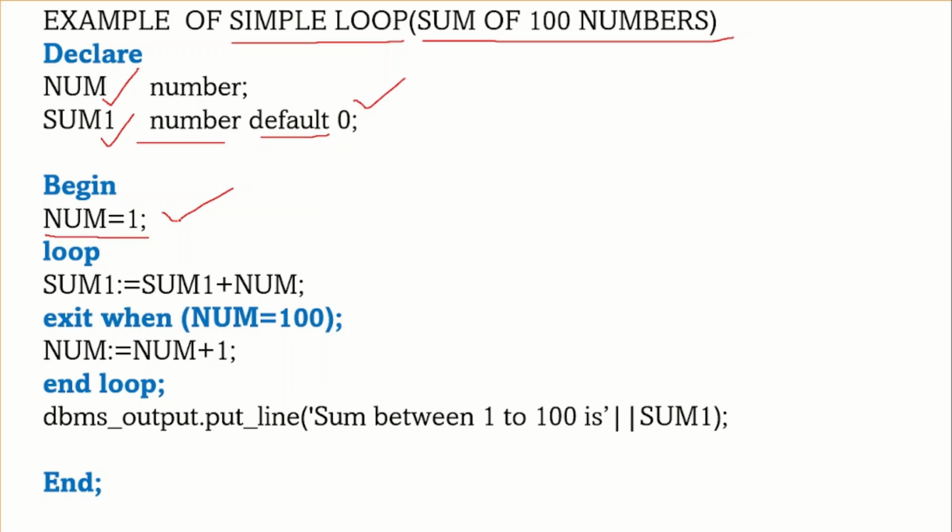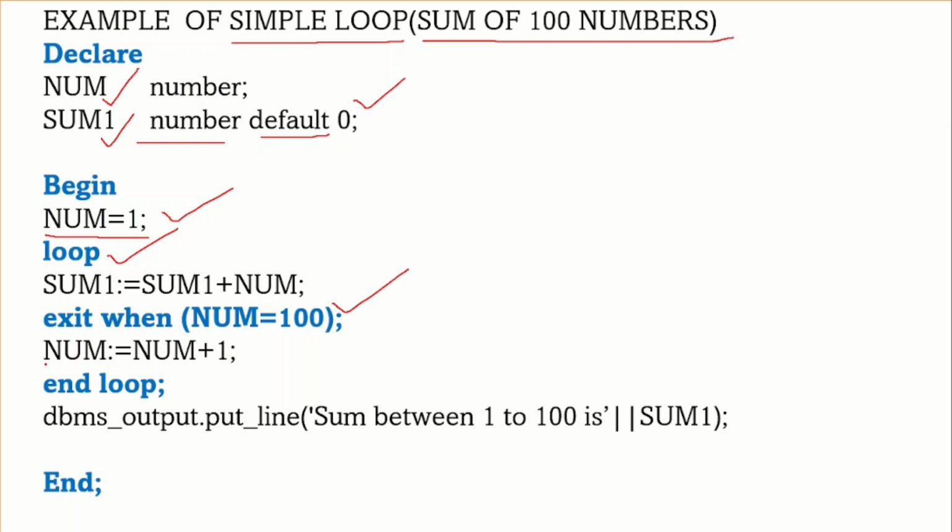The first number is 1, then we'll go inside the loop, and then sum1 := sum1 + num. So the initial value of sum1 is 0. 0 plus 1 is 1, and exit when num equals 0. So this is the ending condition of the loop.